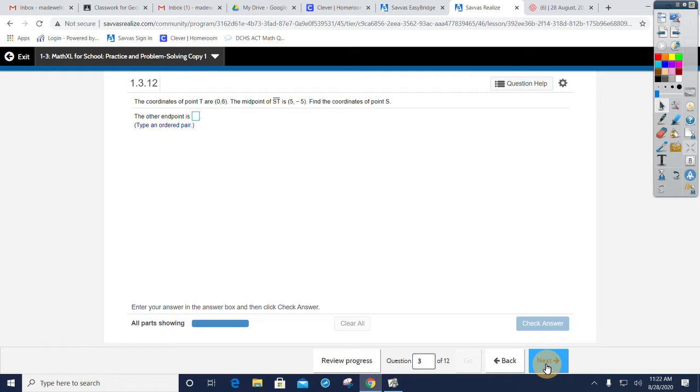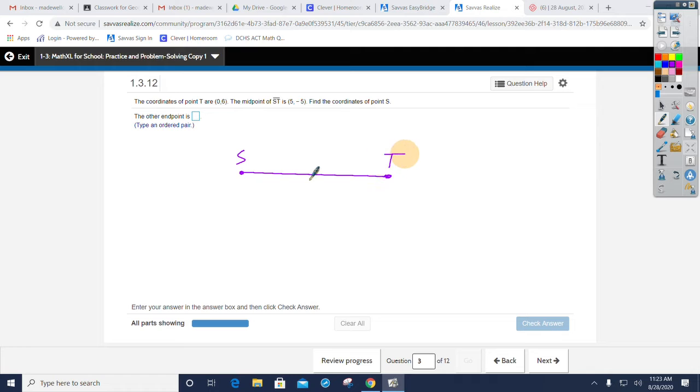Okay, this one says that the coordinates of point T are 0, 6. The midpoint of ST is 5, negative 5. Find the coordinates of point S. So we didn't have one like this when we were doing our examples earlier. So let's see if we can figure out how to do this. It says you got ST, and then you have a midpoint of that.